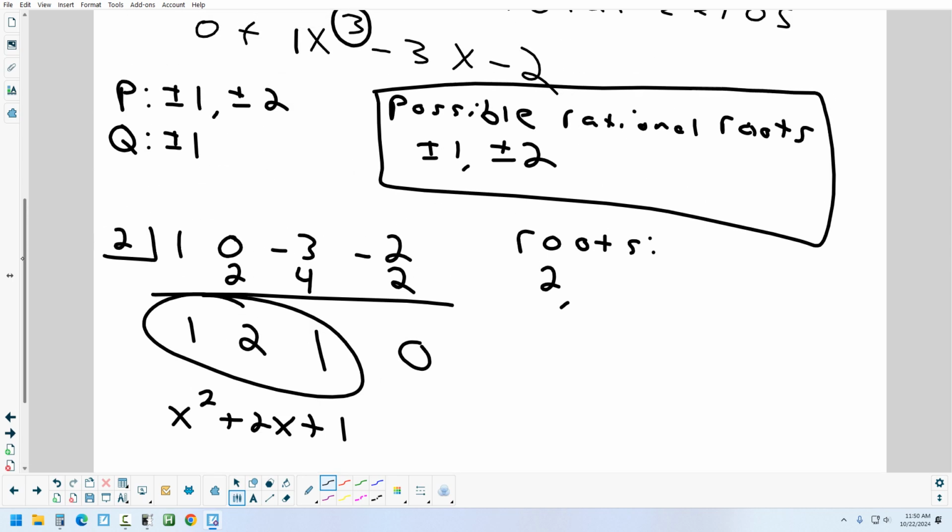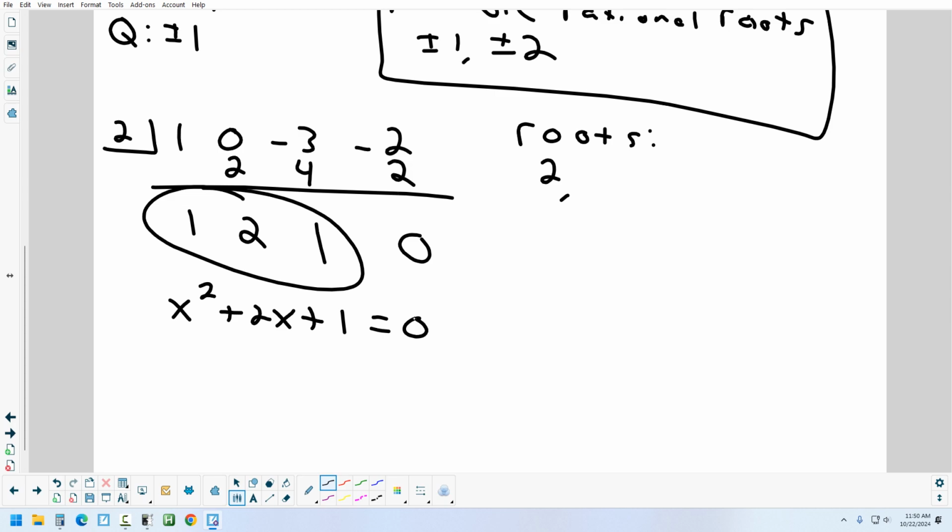So you already got your first root. Now set your quotient equal to 0 and solve that. Because it's a quadratic, you do not need the rational root theorem again. You can just factor that and get your answers. How would that factor? An x plus and an x plus, that would add up to 2. A 1 and a 1.